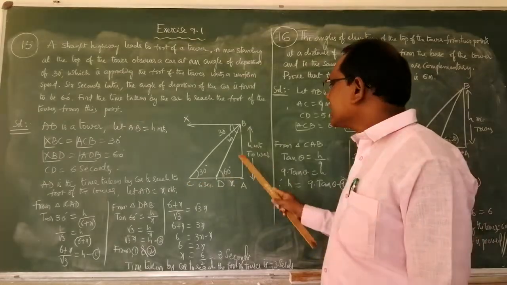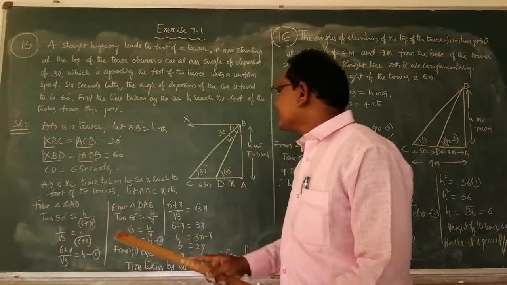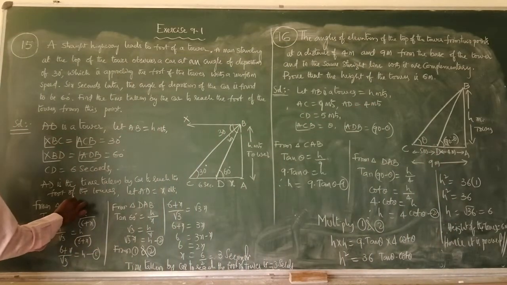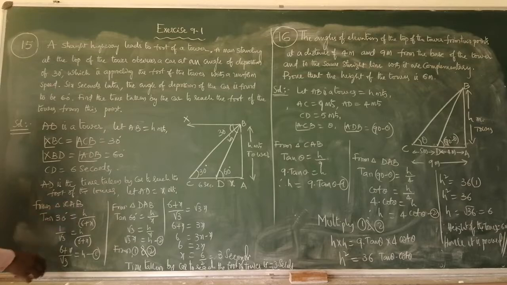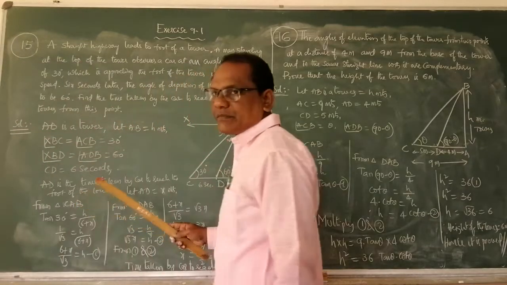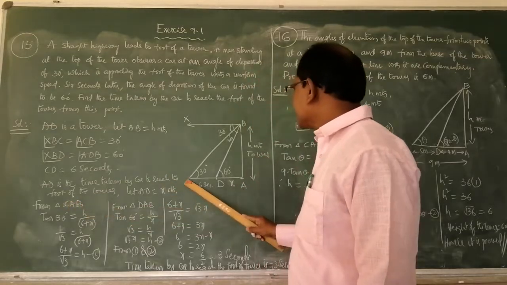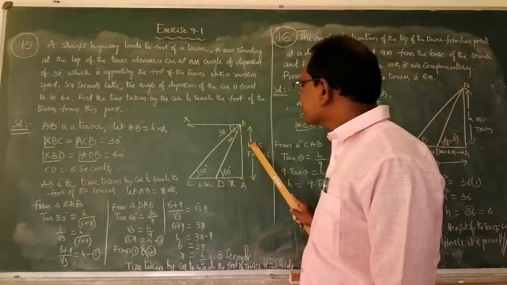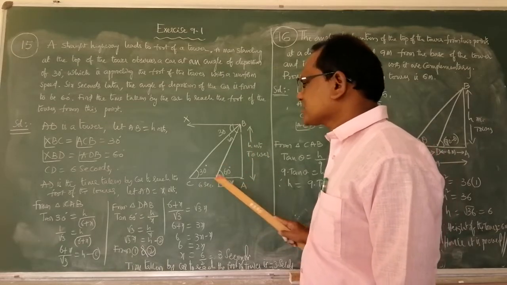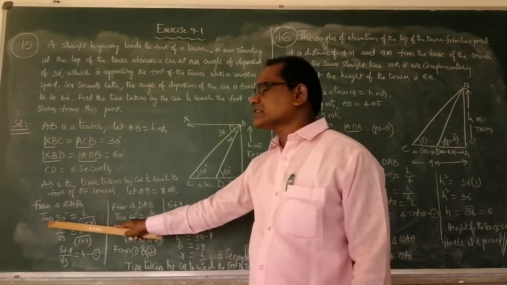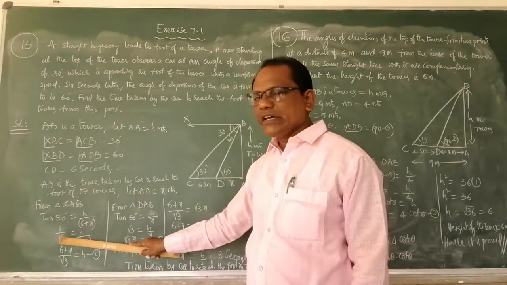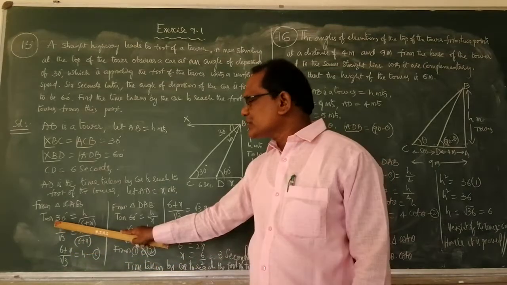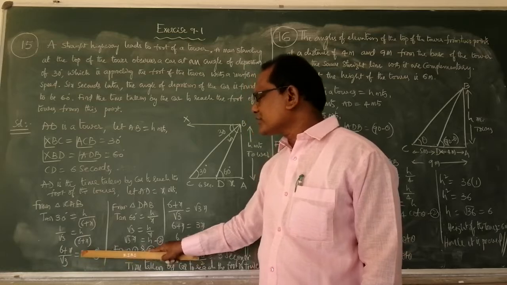From triangle CAB, the angle is 30 degrees. Tan 30 is the opposite side by the adjacent side. The opposite side is h, and the adjacent side is 6 plus x, so h by 6 plus x. Tan 30 is 1 by root 3. Therefore, h by 6 plus x equals 1 by root 3. Multiplying, 6 plus x by root 3 equals h. That is the first equation.